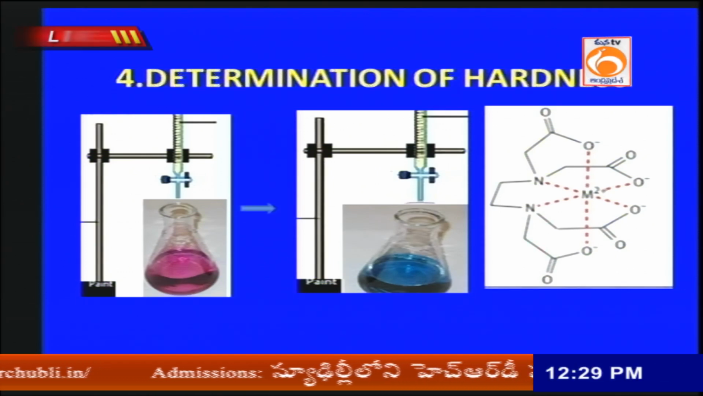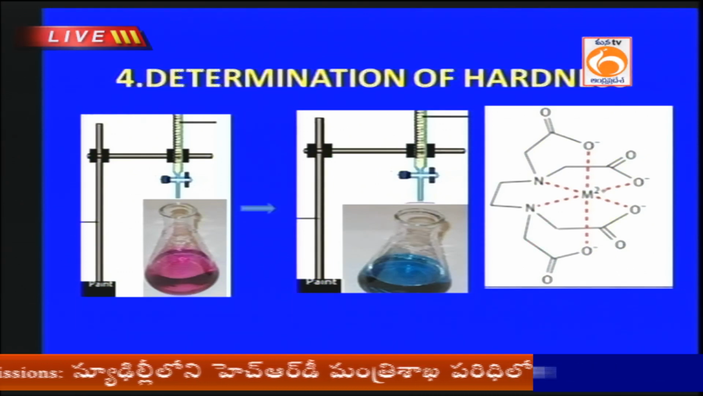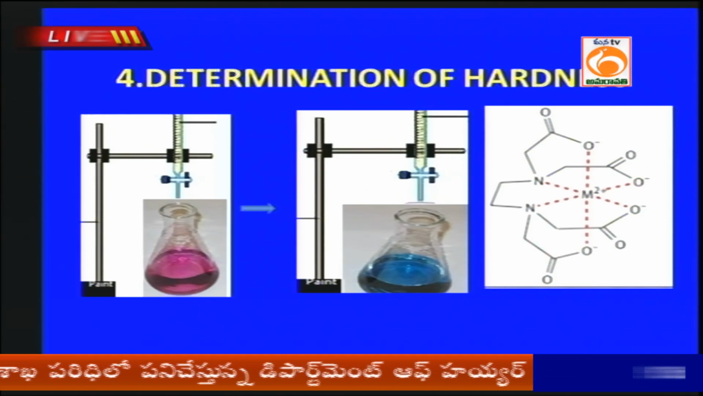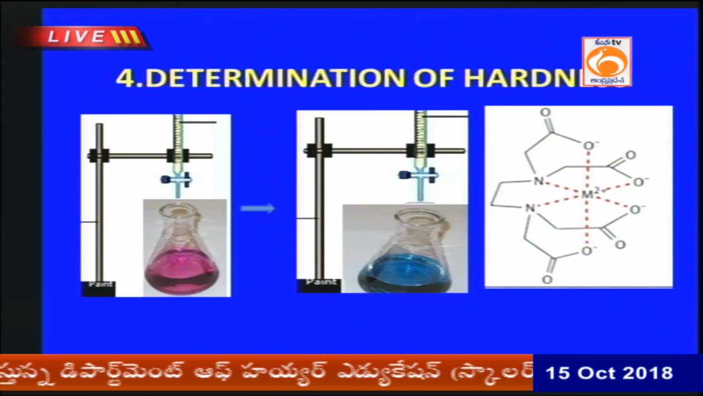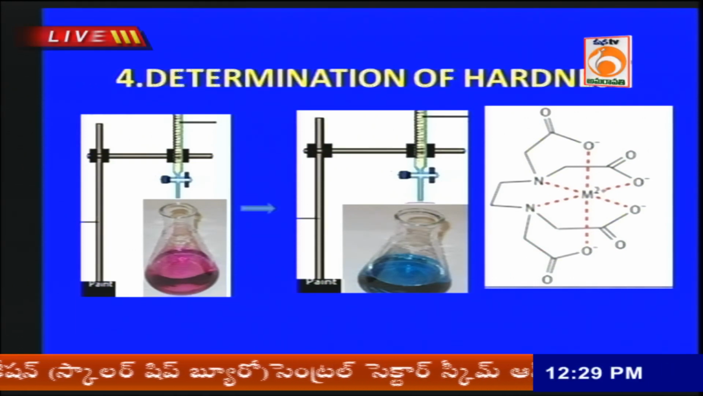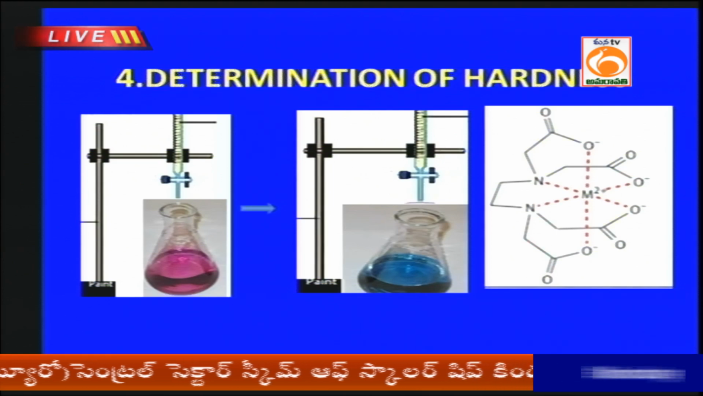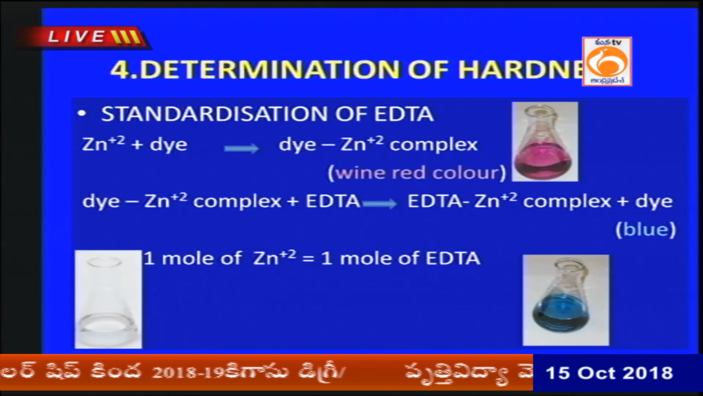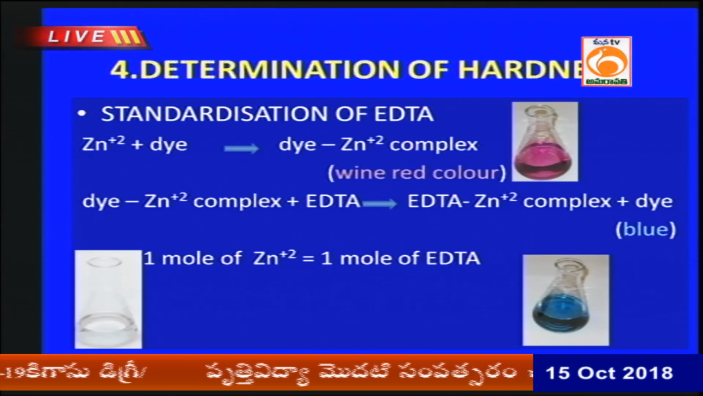Here you can observe the color changes from wine red to blue. That one is the metal EDTA complex. Actually, the metal EDTA complex does not give any color. Because of the indicator only we are getting the colors. So, this is the principle involved in that.